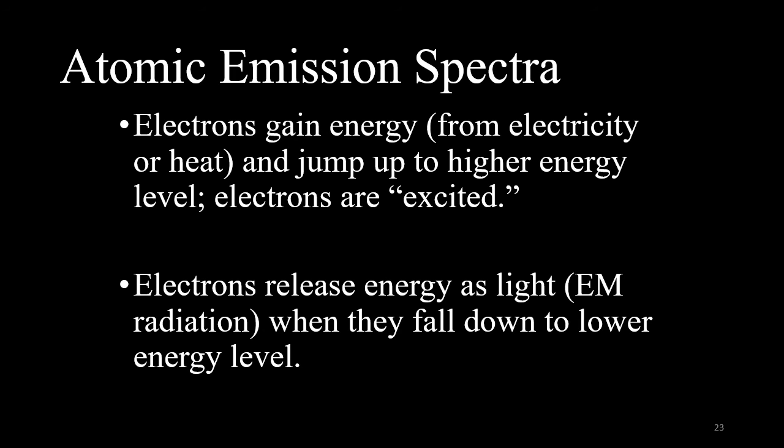So the idea was that electrons can gain energy and jump up to a high energy level. We call those excited electrons because they're no longer in the ground state. And then those electrons release the energy as light, electromagnetic radiation, when they fall back down to a lower energy level. And that's the light we see. That's the emission spectra that we see.